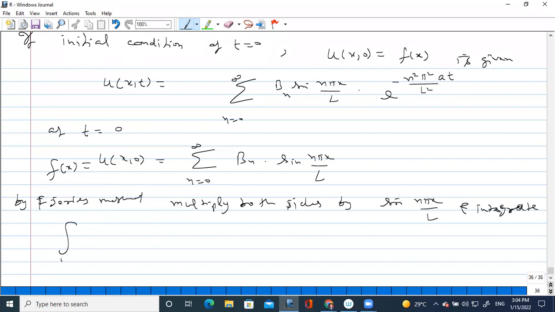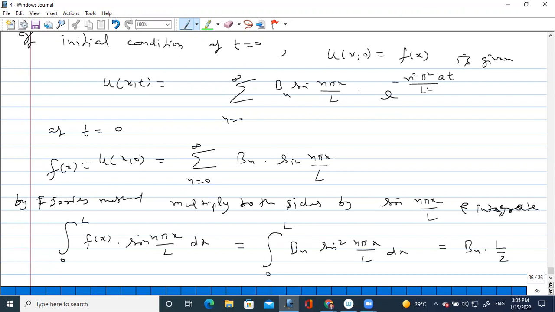So it will be integral 0 to L f(x) sin(nπx/L) dx, equal to the integral of Bn from 0 to L, which becomes sin²(nπx/L) dx. Again, this will give me L/2. So the answer will be Bn into L/2.